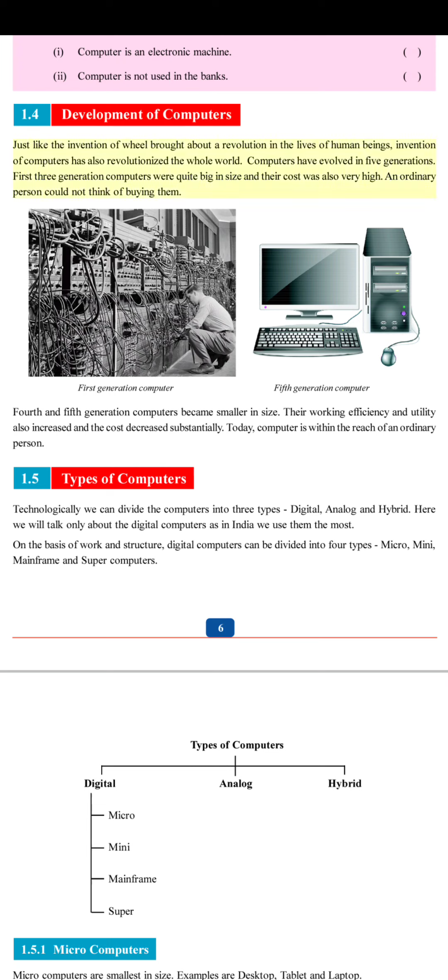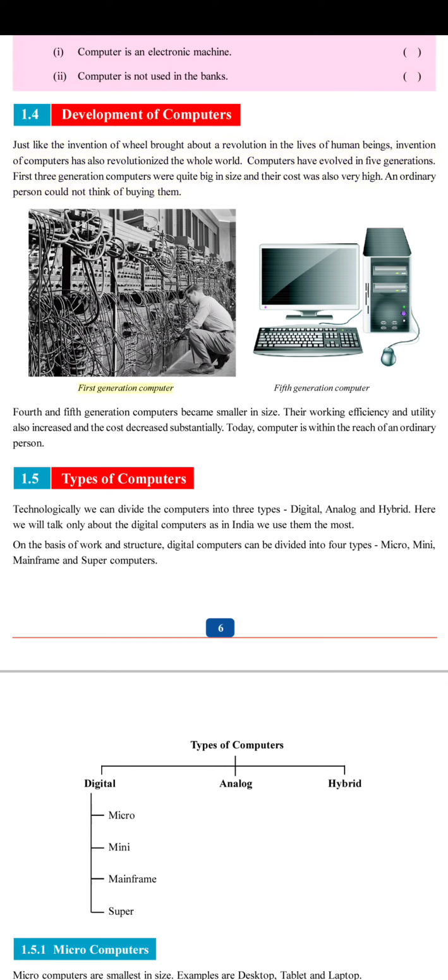Just like the invention of the wheel brought about a revolution in the lives of human beings, the invention of computers has also revolutionized the whole world. Computers have evolved in 5 generations. The first 3 generation computers were quite big in size and their cost was also very high. An ordinary person could not think of buying them.